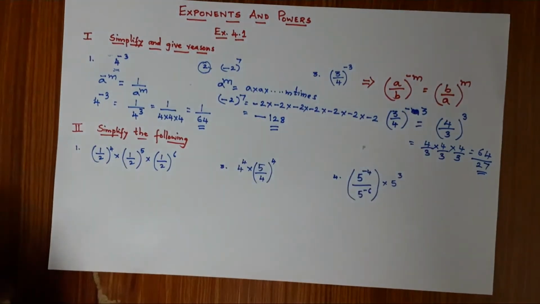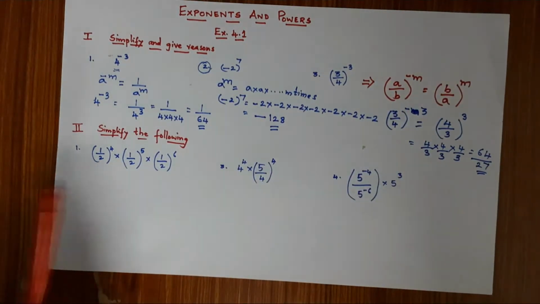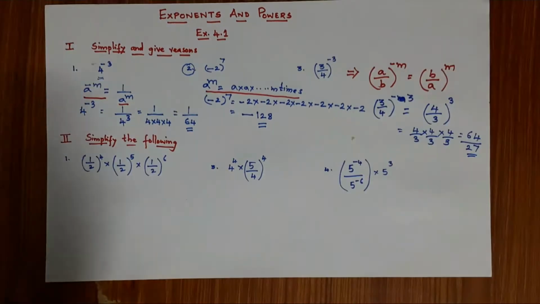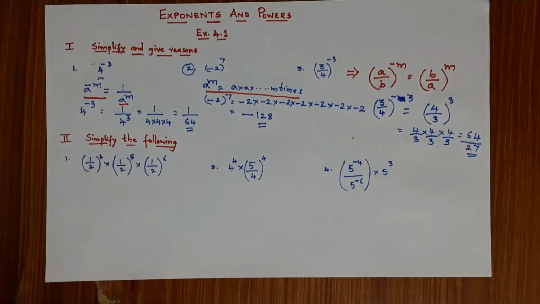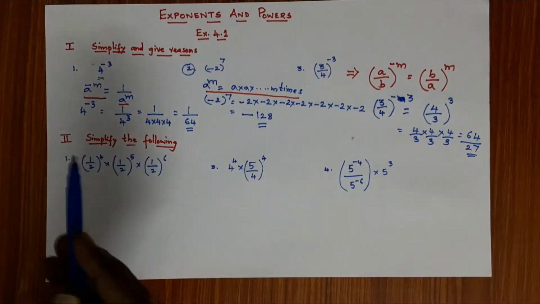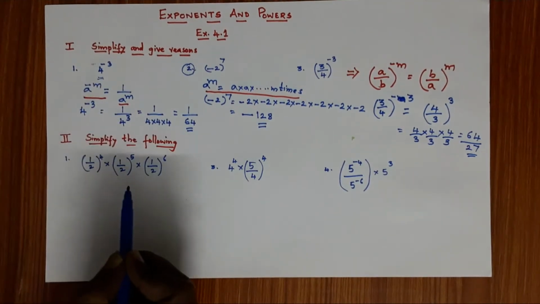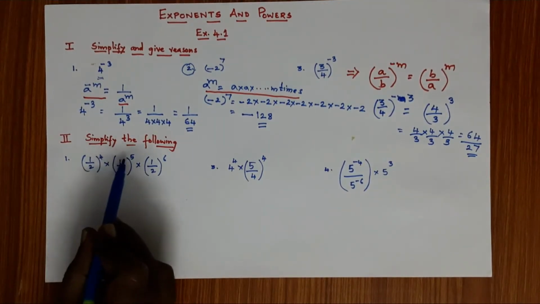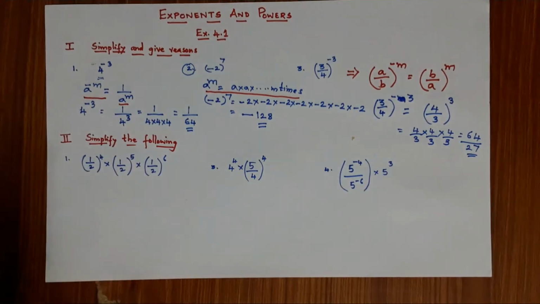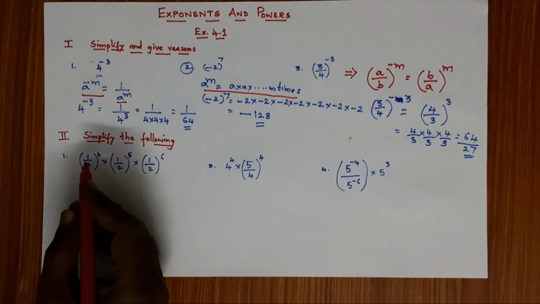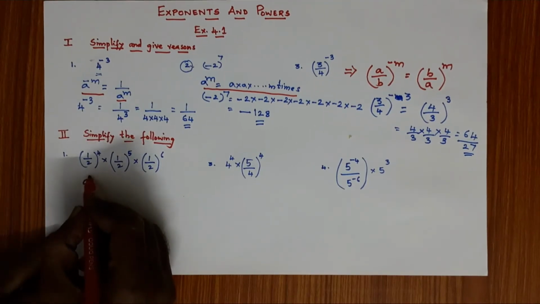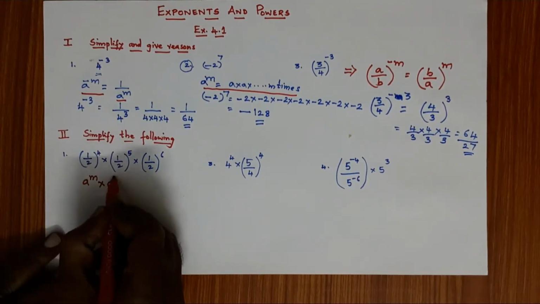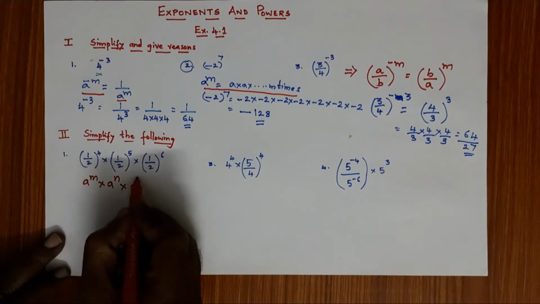Now let us come to the second bit. Simplify the following. As we have learned the laws of exponents, the given problem is in which format? See the bases here: 1 by 2, 1 by 2, 1 by 2. Bases are equal and the powers are different in the product form. We have learned in the laws of exponents, what is the law? a to the power of m into a to the power of n into a to the power of p.